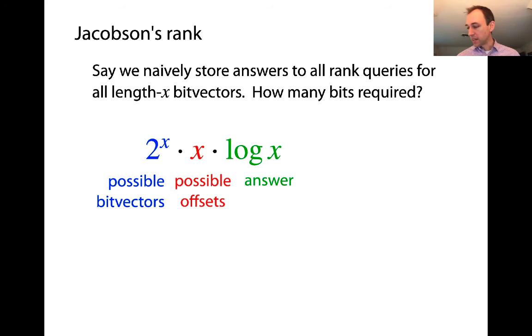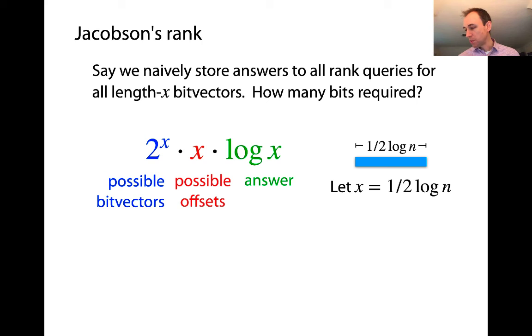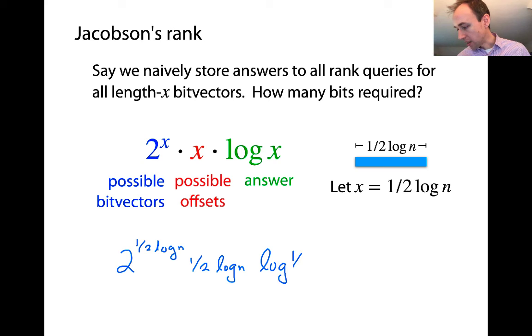And what do we have to plug in for x? Well, we have to plug in 1/2 log n, because that's the width of one of our subchunks. So what happens when we do that? We're going to plug in 1/2 log n here in the exponent, and we're going to plug in 1/2 log n down here. And then we're going to plug in log of 1/2 log n. And then there's going to be a great big O around it.